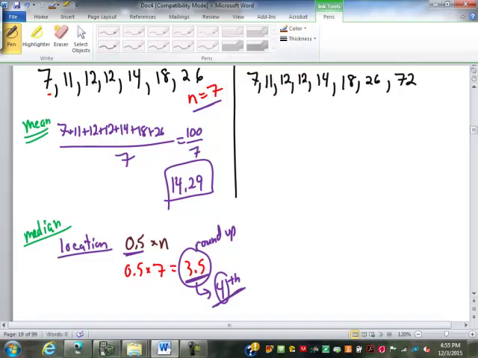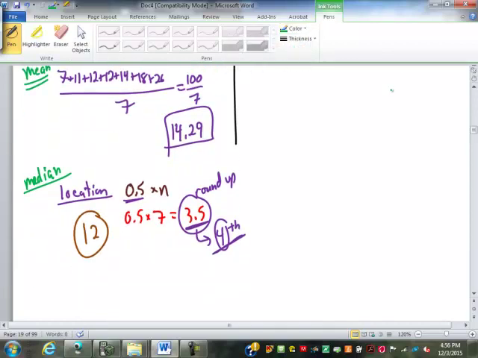Now, remember, the list has to be put in order from smallest to largest. I already did that when I made the list. So we're just going 1, 2, 3, 4, 5, 6, 7. The 4th number in the list is 12. So the median is 12. Some of you already calculated the mode. What's the mode? 12. That's pretty easy. It's the most often. The only number that appears more than once is 12.